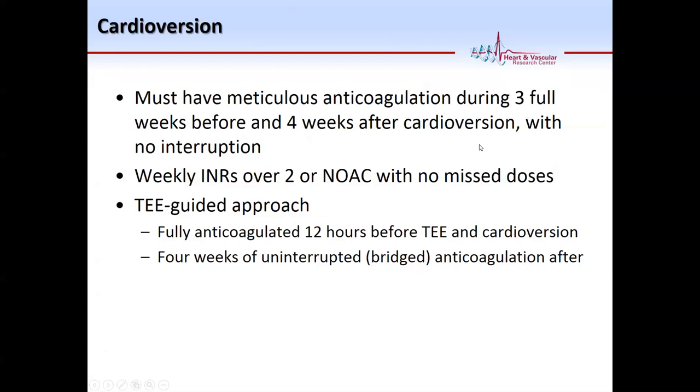Then in the late 90s or so, we had a study come out, partly done at the Cleveland Clinic, the ACUTE trial, which looked at whether you could use the transesophageal echo to accelerate your care. And this trial was also very rigorous and said you had to be fully anticoagulated a minimum of 12 hours prior to your TEE and cardioversion, and then you had to have uninterrupted anticoagulation during the 4 weeks that followed. And there was not a higher risk of stroke if you used this technique. So both of these are considered acceptable ways to move forward with elective cardioversions for people.